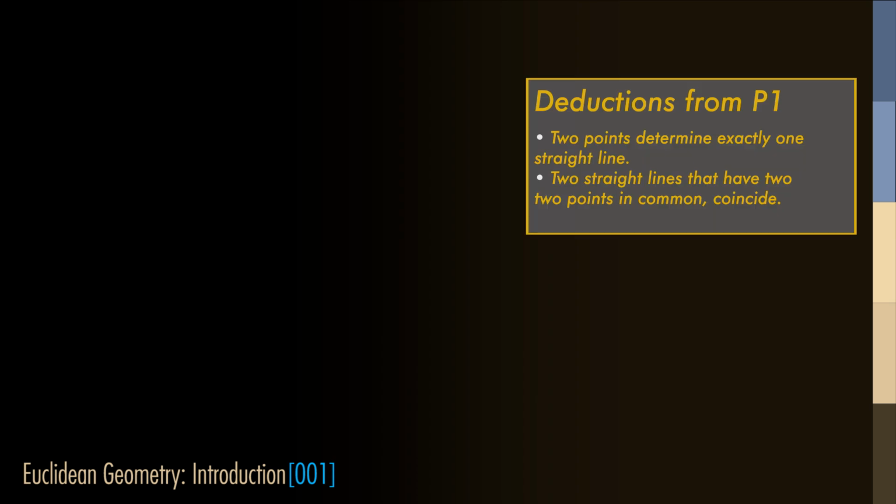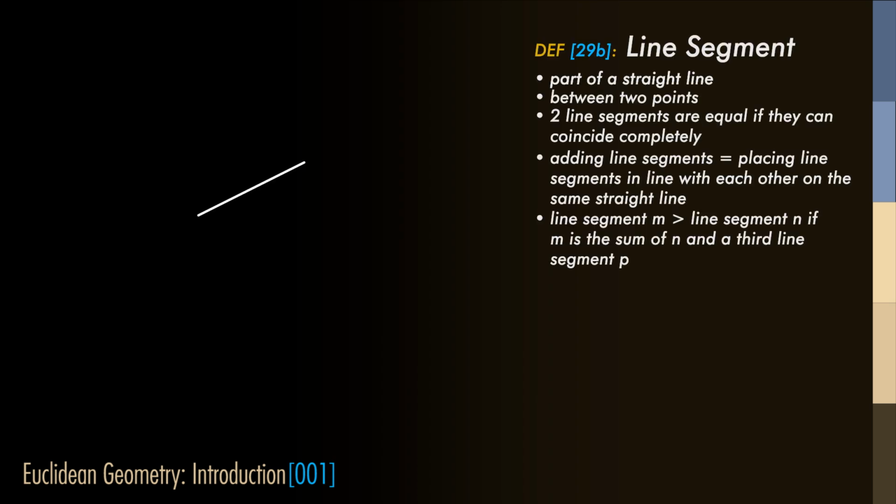The first postulate can be restated as, 2 points determine exactly one straight line, or in other words, 2 straight lines coincide completely if they have 2 points in common. Now let's continue by naming some planar objects. A line segment is the part of a straight line between 2 points. 2 line segments are equal if they can completely coincide.